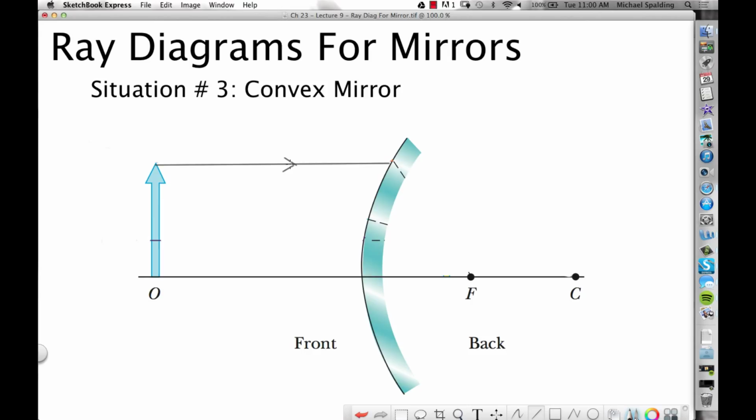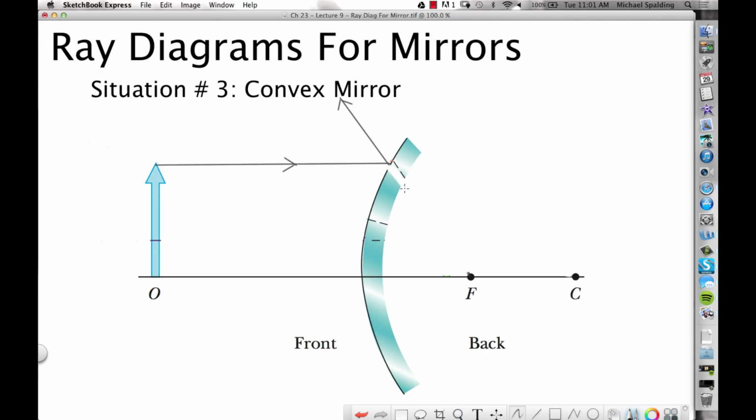Parallel. Now, here's what's not going to happen. If you're going to make a mistake, this would be it. Parallel, then through the focal point. What's wrong with that? Does light go through a mirror? No, so you can't do that. What you've got to do is go parallel, and then line this guy up with the focal point. So it's going to be like this. So he reflects off, but then I've got to erase this, because this should not be a solid line. That's not a light ray. Light does not go through a mirror.